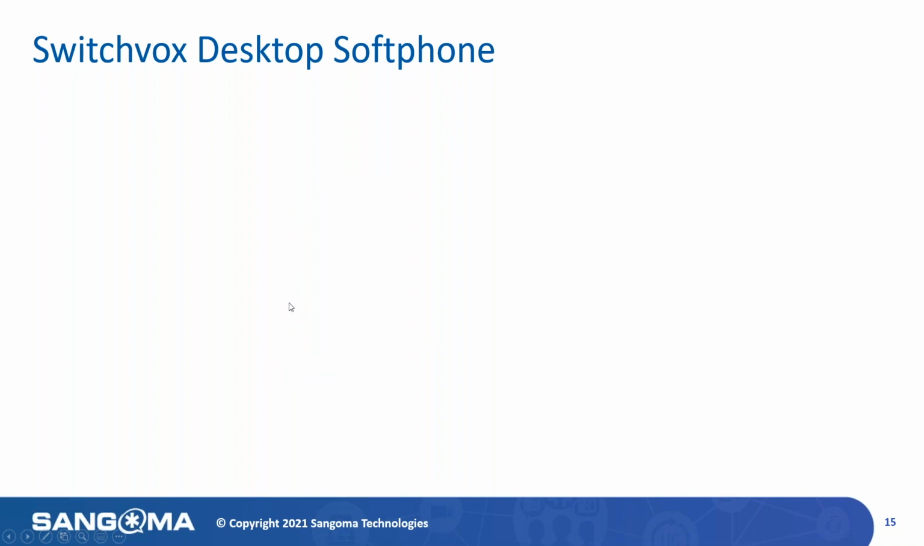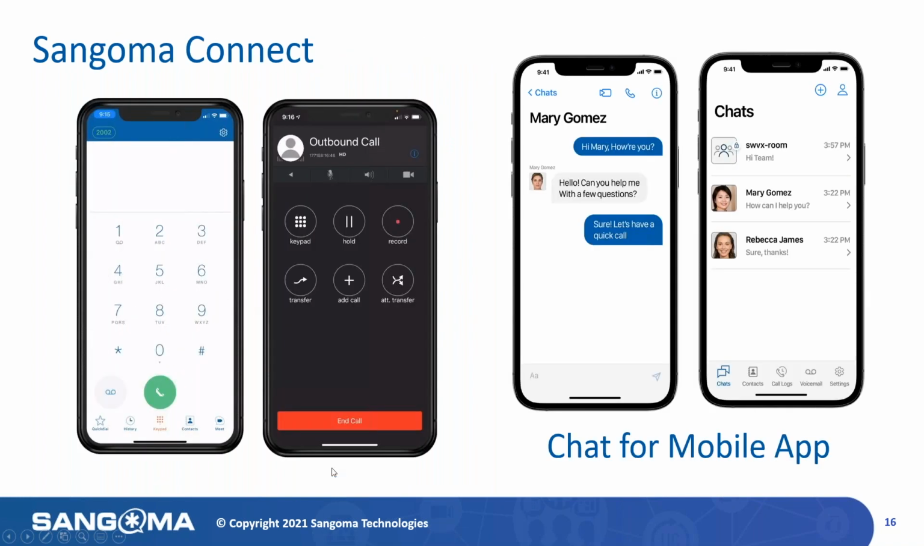Okay, so that's the desktop soft phone. Another included feature, like we talked about, is the mobile app. Our mobile app is called Sangoma Connect. And we have another app actually called the Switchvox Chat app, which is displayed on the right-hand side. So Sangoma Connect is for calling purposes. You can pull up your quick dial a phone number, merge a call together, or do a transfer, all the things that you normally do on a regular desk phone, just available in this application version.